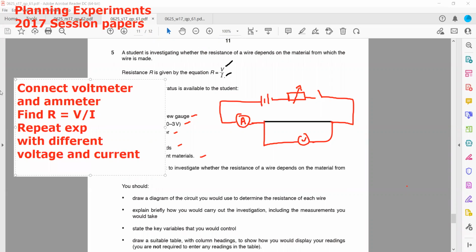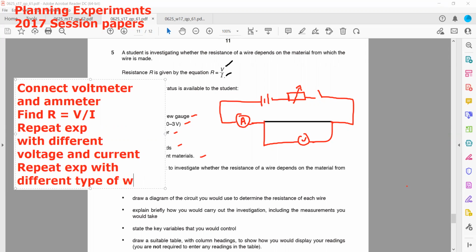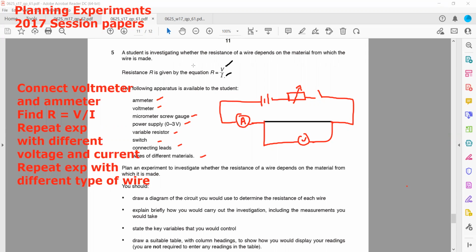And because we want to find how the type of material can affect the resistance, investigating whether resistance of a wire depends on the material, we will again repeat the experiment with a different type of wire. So this is the procedure, how we carry out this experiment.